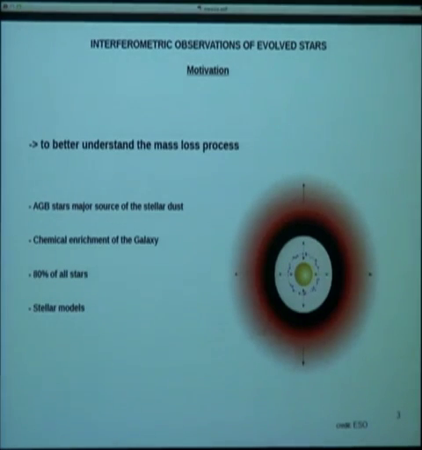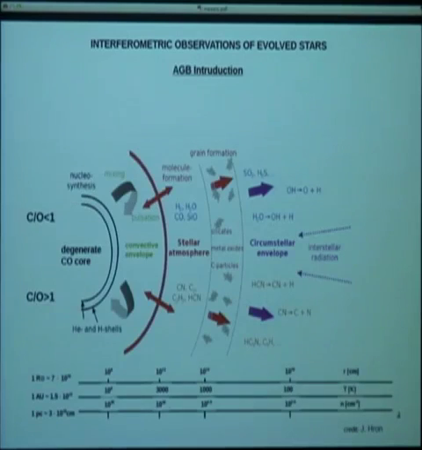It's very important to understand this evolutionary phase because AGB stars are the major source of stellar dust in the interstellar medium, and they are one of the sources of chemical enrichment in the galaxy. A significant fraction, almost 80% of all stars, evolve through the AGB phase. So it is very important to have proper constraints for the stellar models we are using. Here you can see a sketch of an AGB star, and I'm going to recall some basic phenomena.